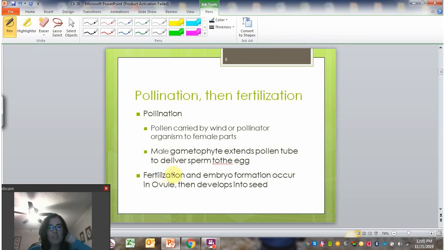So pollination, then fertilization. And fertilization is when the sperm actually binds with the egg, and then a diploid zygote is formed that then can develop into an embryo. And this is all happening inside of the ovule, and then the embryo will end up contained in a special structure called a seed.